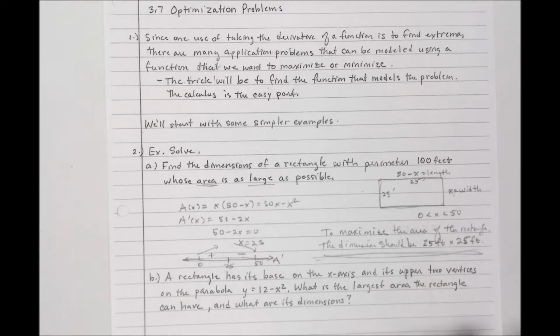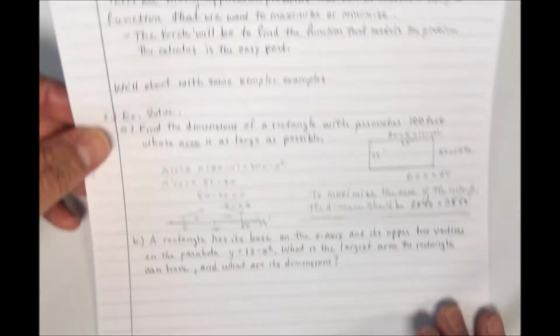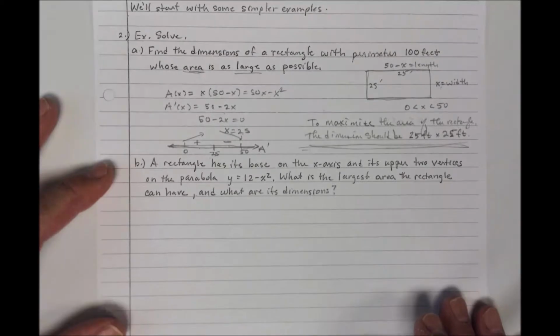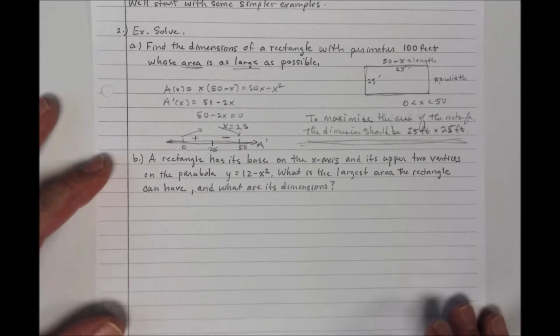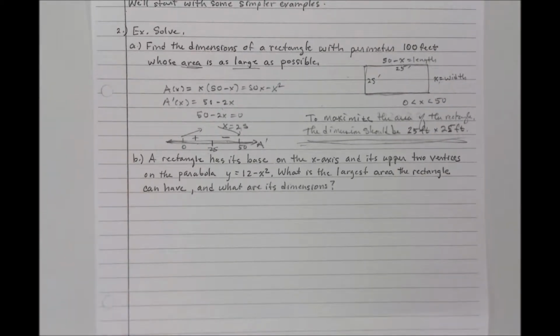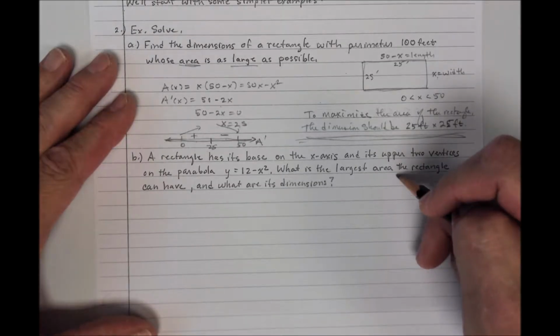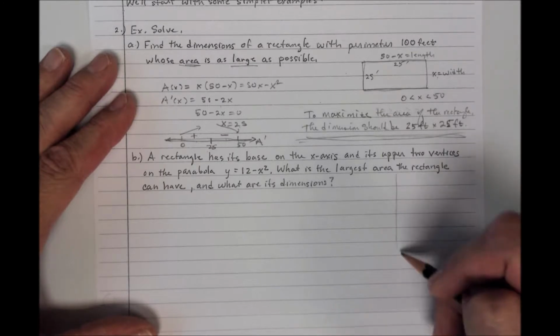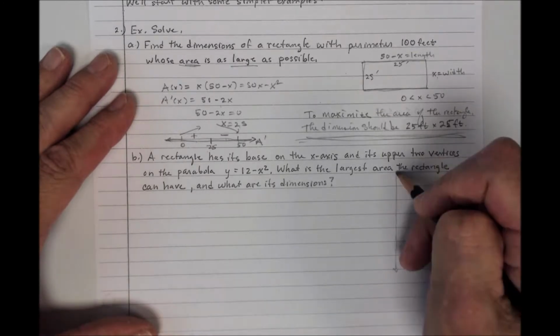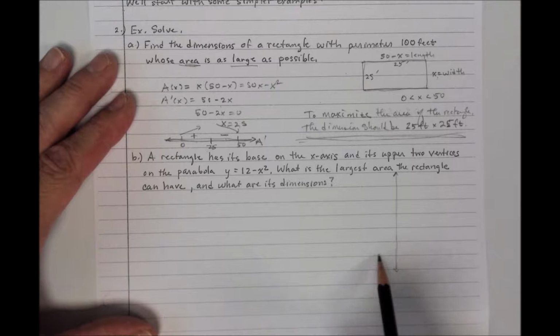That's the first example. Here's another example, also with a rectangle. As I mentioned, these first couple are a little bit easier than the others. It says a rectangle has its base on the x-axis and its upper two vertices on the parabola y equals 12 minus x squared. What is the largest area the rectangle can have, and what are the dimensions? All right, so again, it really would help if you have a diagram of what's going on here, especially since they give you a parabola. So I'll do my best to come up with something halfway decent here.